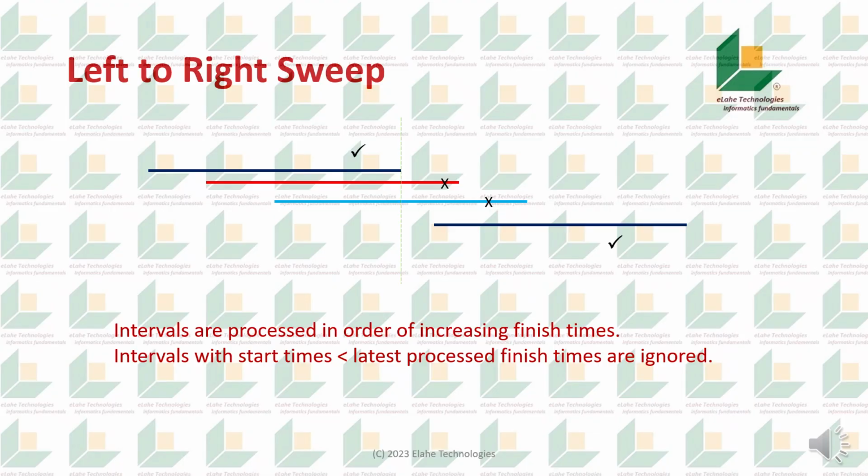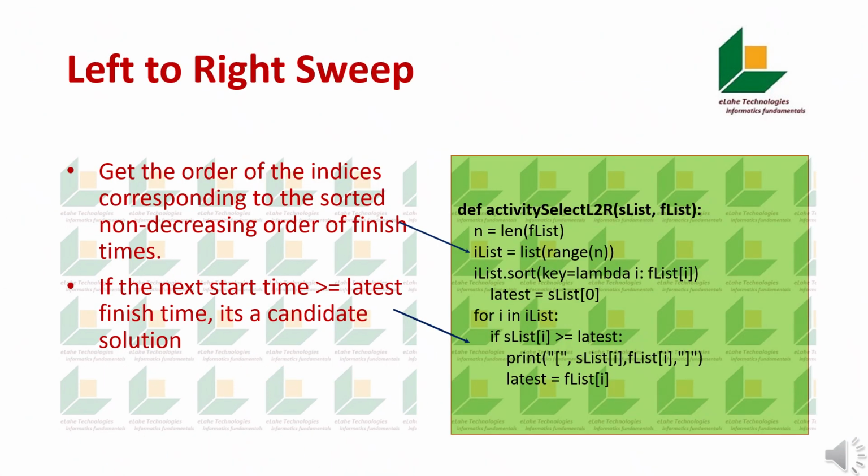We consider the implementation of the optimal earliest finish time first heuristic. Intervals are processed in order of increasing or non-decreasing finish times. Intervals with start times less than the latest processed finish time are ignored. Pseudocode and a Python code snippet for the left to right sweep algorithm are shown here.